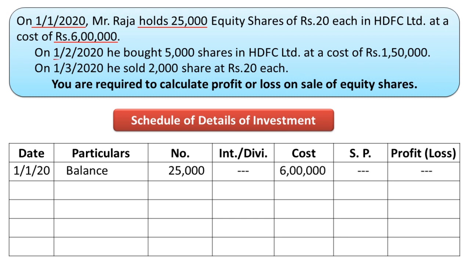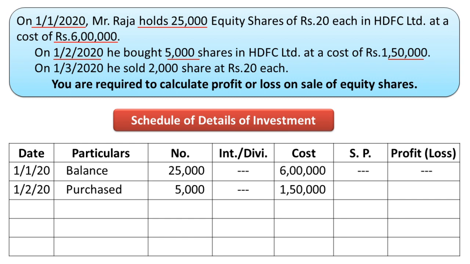The second transaction on 1st February 2020 is of purchase of 5,000 shares at a cost of rupees 1,50,000. So in the date column, we'll write the date 1st February 2020. It is purchase, 5,000 number of shares that Mr. Raja has purchased at a cost of rupees 1,50,000.